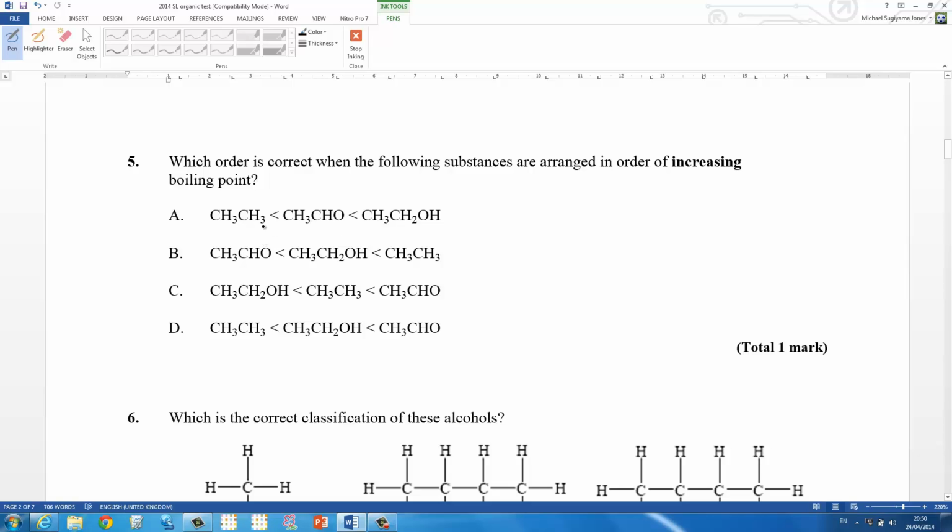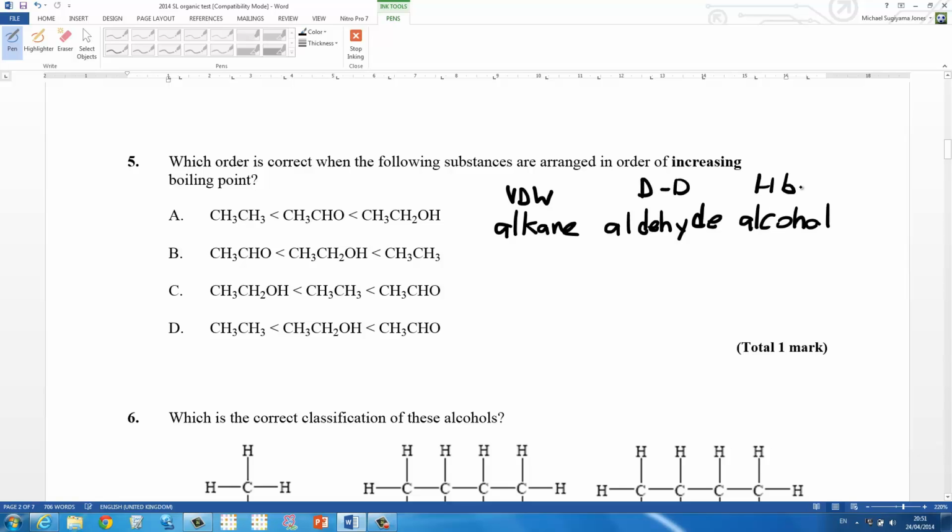So which one, you have to think which functional group has the stronger intermolecular forces between the molecules, okay? So the alkane would be the weakest, that only has van der Waals forces. And then next would be the aldehyde, that has dipole-dipole. And then the strongest would be the alcohol, because that has hydrogen bonding. Okay, so VDW is van der Waals forces, DD is dipole-dipole, and H bonding is hydrogen bonding. So you have to look for the correct order, and it just so happens that we've got an alkane, an aldehyde, and an alcohol. So actually the correct answer is A.